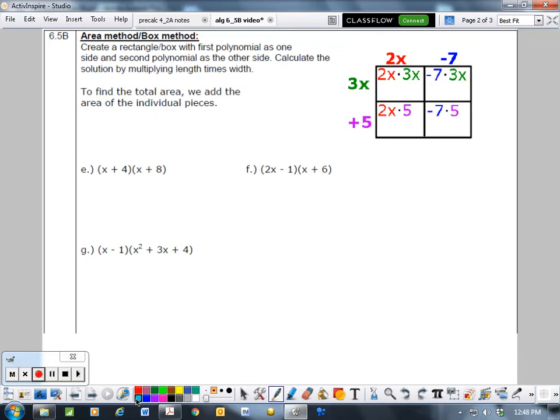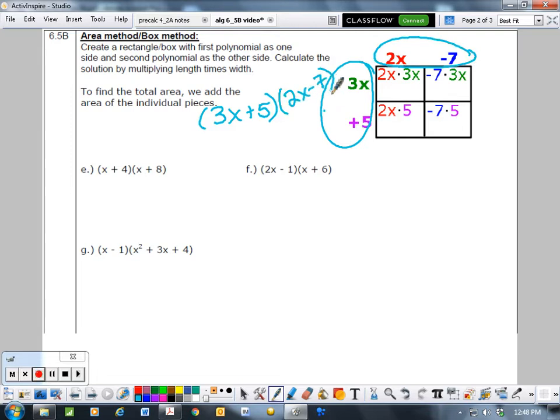But the idea here with the area or box method is you take the first polynomial and you write it on the side. So my first polynomial would be 3x plus 5, and I write it right here. And then if my second polynomial is 2x minus 7, I write it on the top.